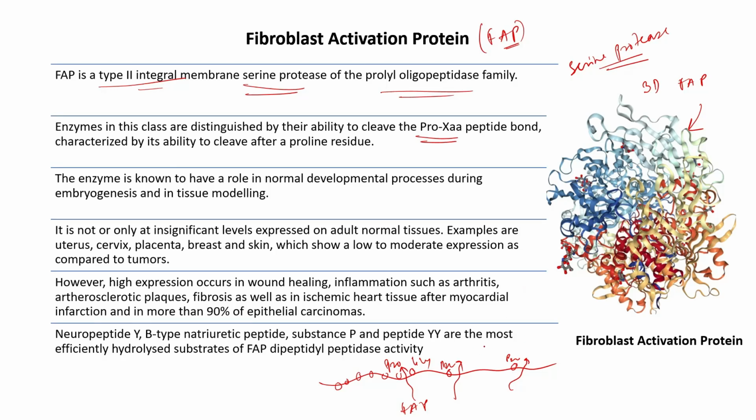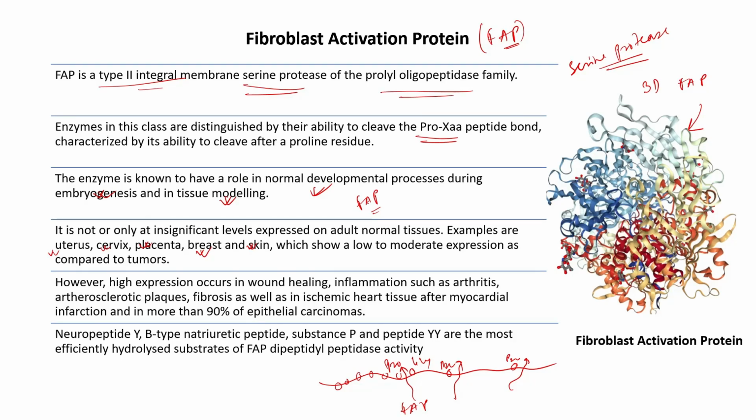And this enzyme is known to have some normal roles in normal development processes during embryogenesis and tissue remodeling. And apart from these, FAP levels are not that significant in normal adults. We don't have expression of FAP, but there are some examples where we can see expression of FAP, for example in uterus, in cervix, in placenta, in breast, in skin. They show some moderate expression of FAP compared to tumors, and as a whole, tumors really have higher expression of FAP compared to any other normal body structure, normal body tissue.